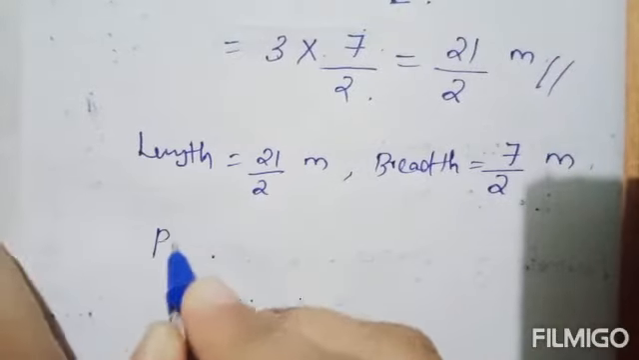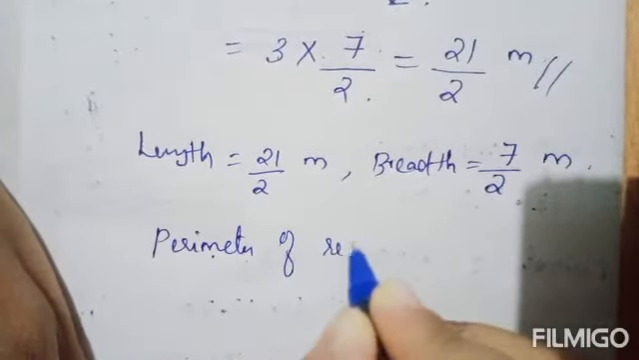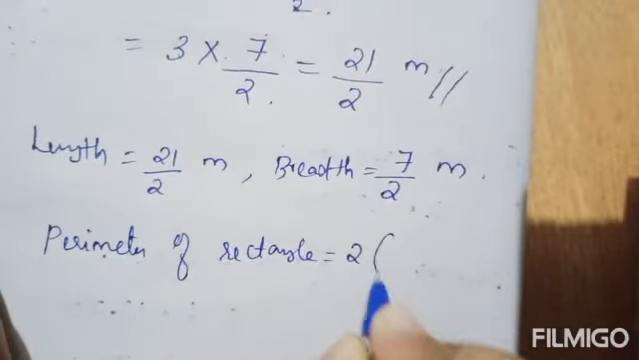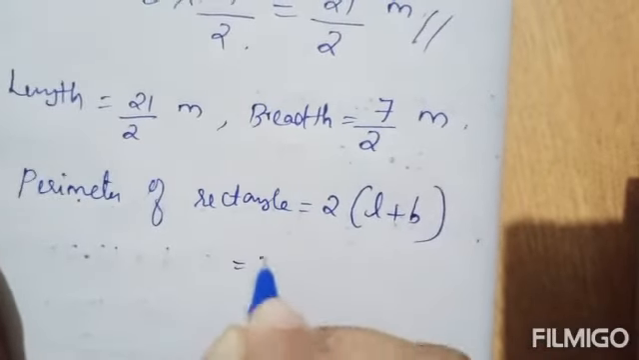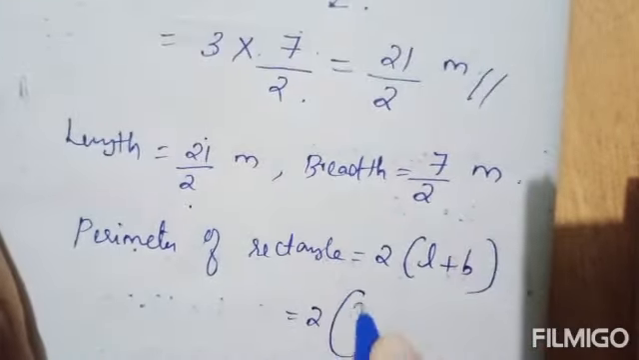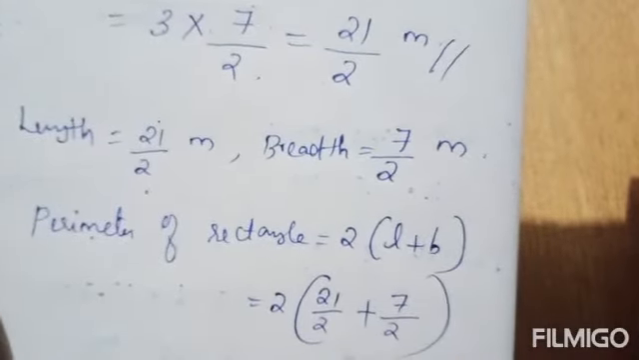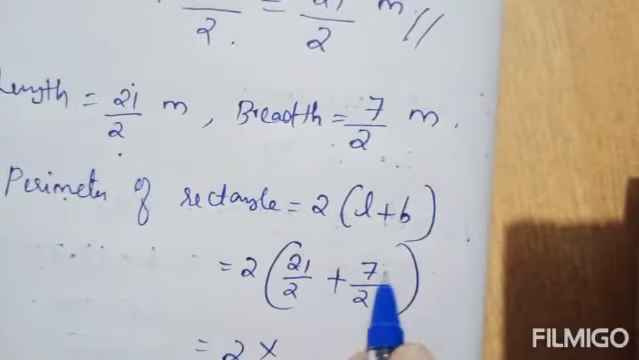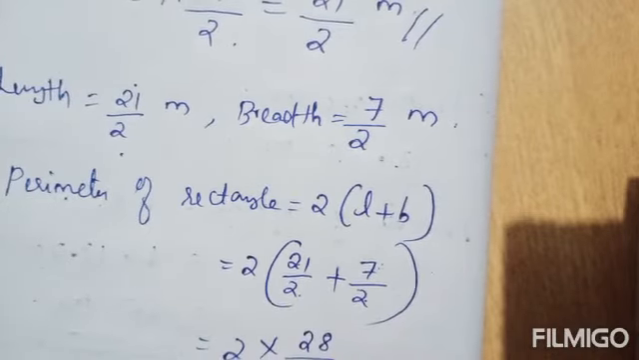Now you can find the perimeter of the rectangular field, or perimeter of rectangle. What is the formula? 2 into (L plus B). So 2 into (length, 21/2, plus breadth, 7/2). Now 21 plus 7 you can add because denominators are the same. So 21 plus 7, 28/2.